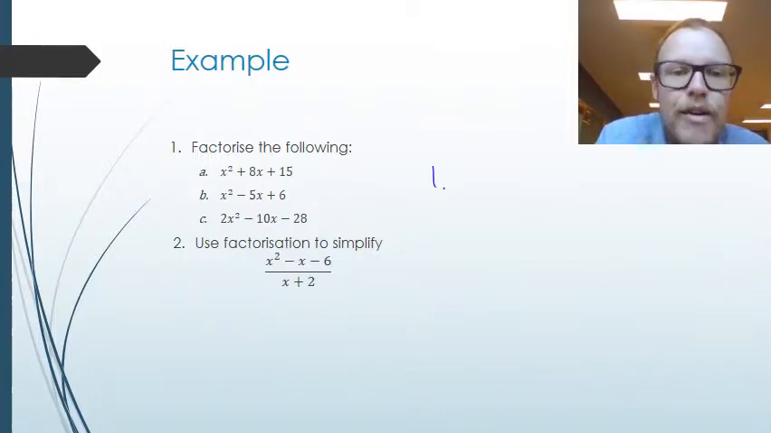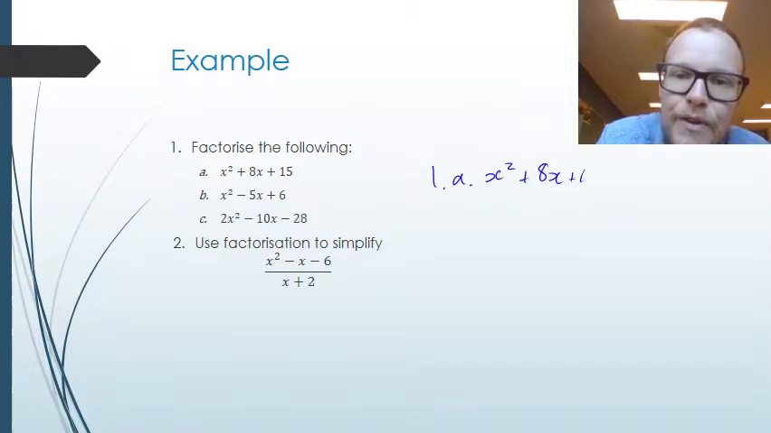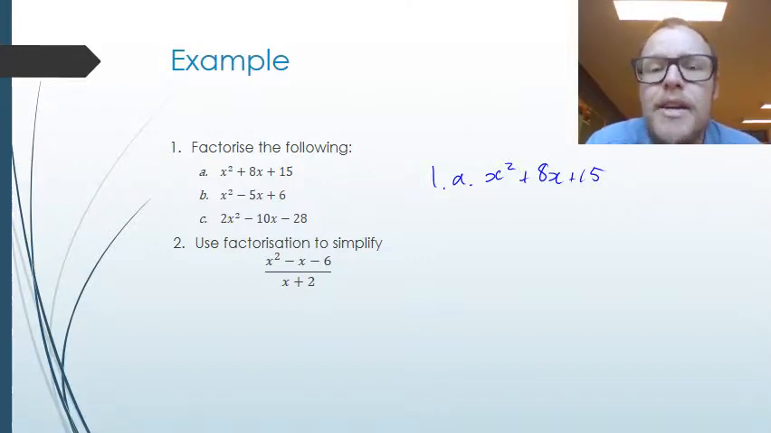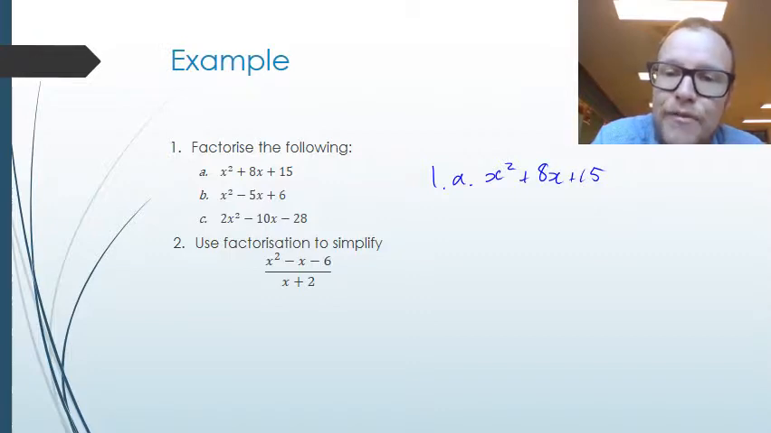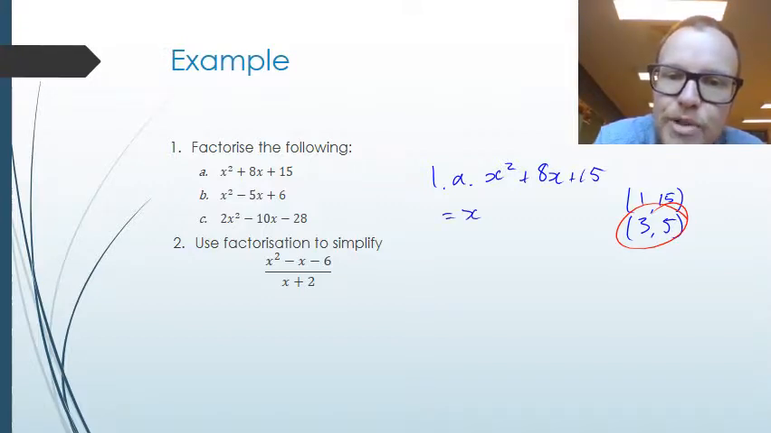So the first one here, factorising a, is x squared plus 8x plus 15. So I need two numbers that multiply to give 15 and add to give 8. So I could have a look at the factors of 15 here. I could go 1, 15, 2 doesn't go, 3, 5. 3 and 5 looks pretty good, because 3 plus 5 is 8. So because 3 plus 5 is 8, I can say this is equal to x squared plus 3x plus 5x plus 15. And then we can just factorise by grouping.